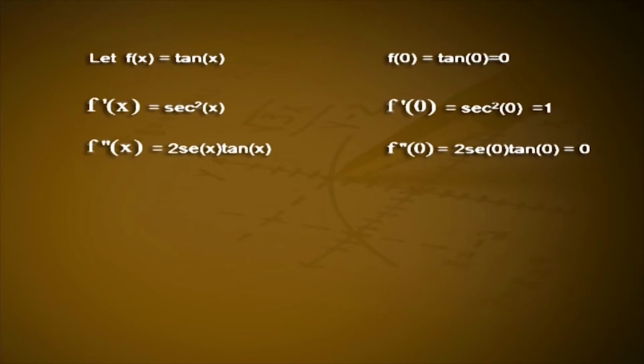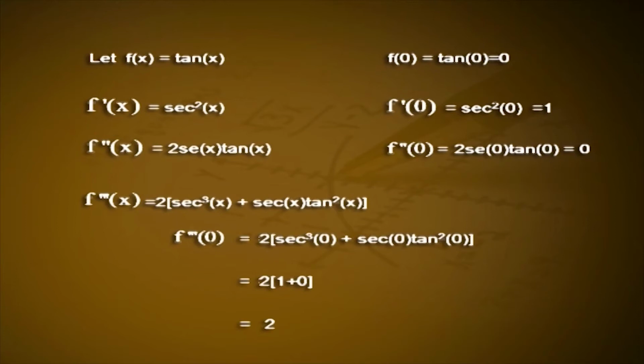Expansion of tan x. Here Taylor series again: f of x is equal to f of a plus f dash of a into (x minus a) by 1 factorial plus f double dash of a into (x minus a) whole square by 2 factorial plus f triple dash of a into (x minus a) whole cube by 3 factorial plus and so on. Let f of x is equal to tan x. Therefore, f of 0 is equal to tan 0 is equal to 0. f dash of x is equal to sec square x. f dash of 0 is equal to sec square of 0 is equal to 1. f double dash of x is equal to 2 sec x into tan x. Therefore, f double dash of 0 is equal to 2 sec 0 tan 0 is equal to 0.